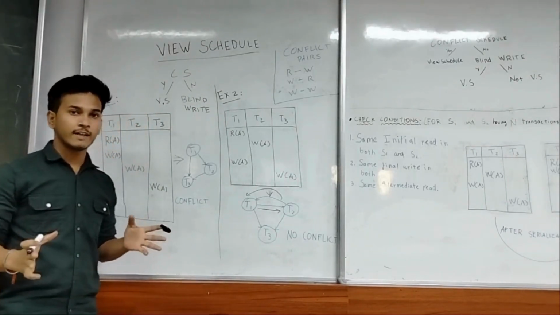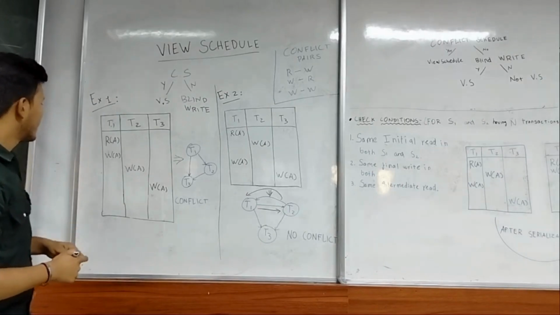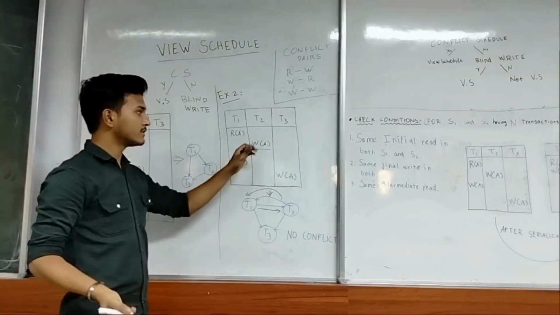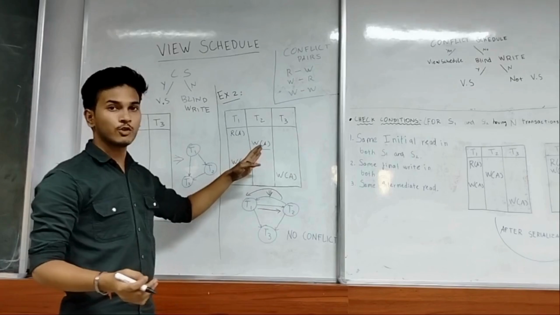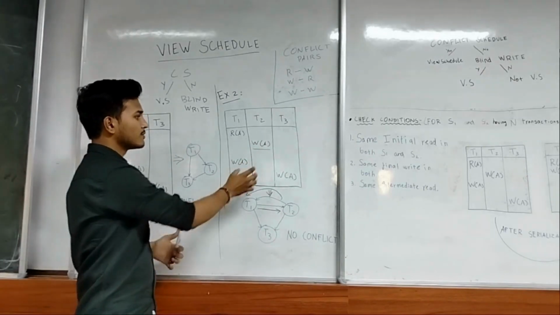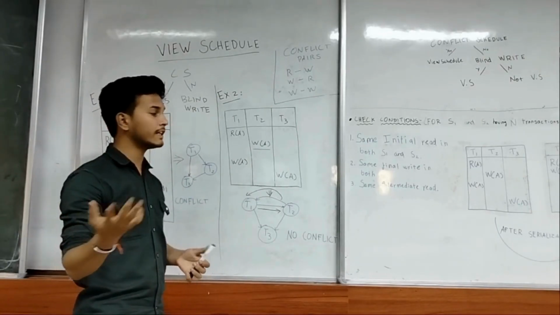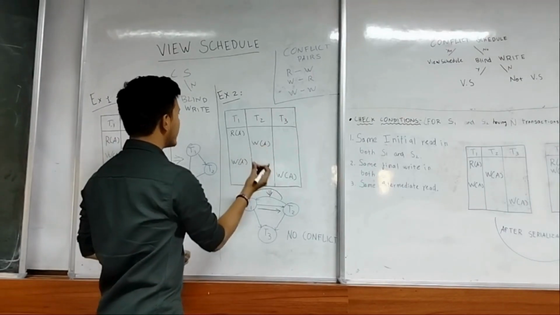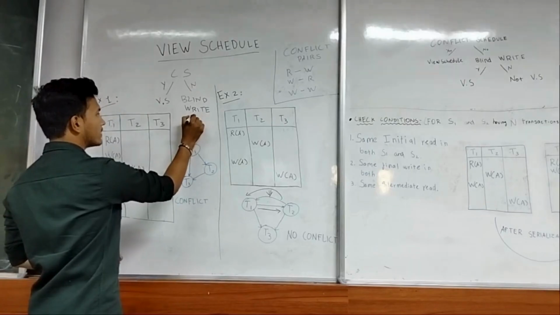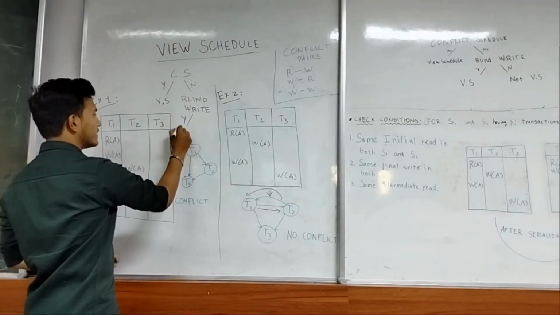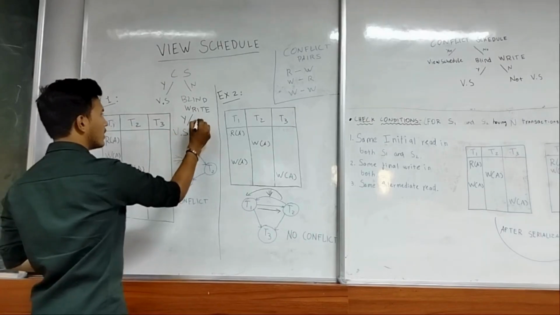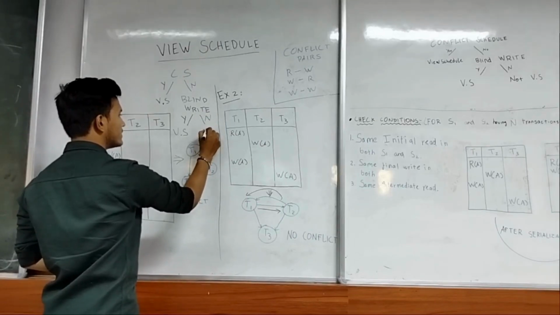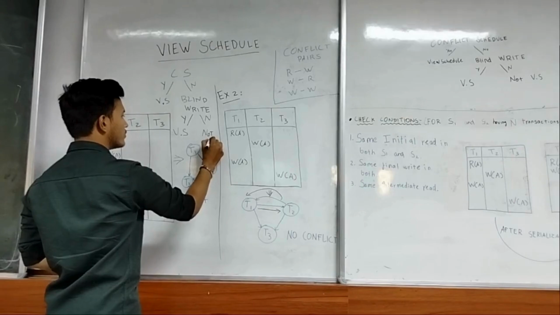Now what is blind write? So I can give you an example. This is a blind write, as T2 is not reading before writing. T2 performs a write operation without a reading operation. So this is called a blind write. So if there is a blind write, then it is definitely a view schedule, and if the blind write is not there, then it is not view schedule.